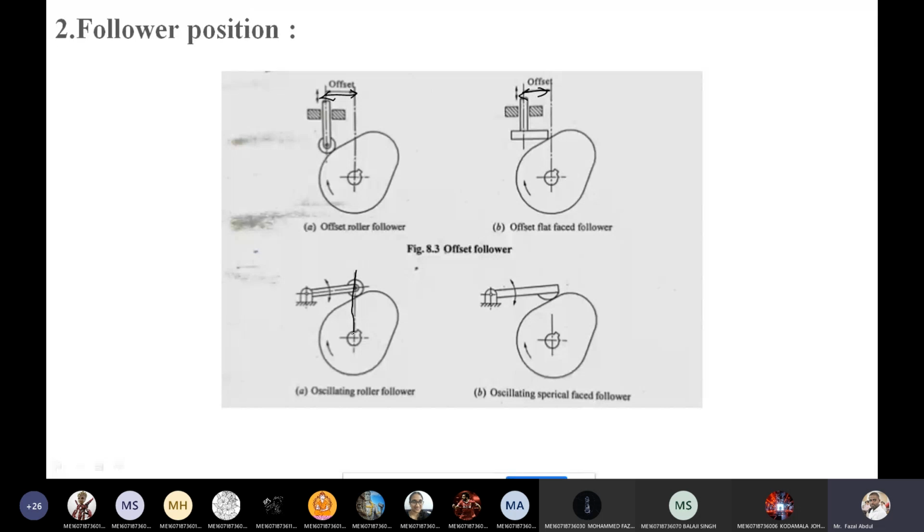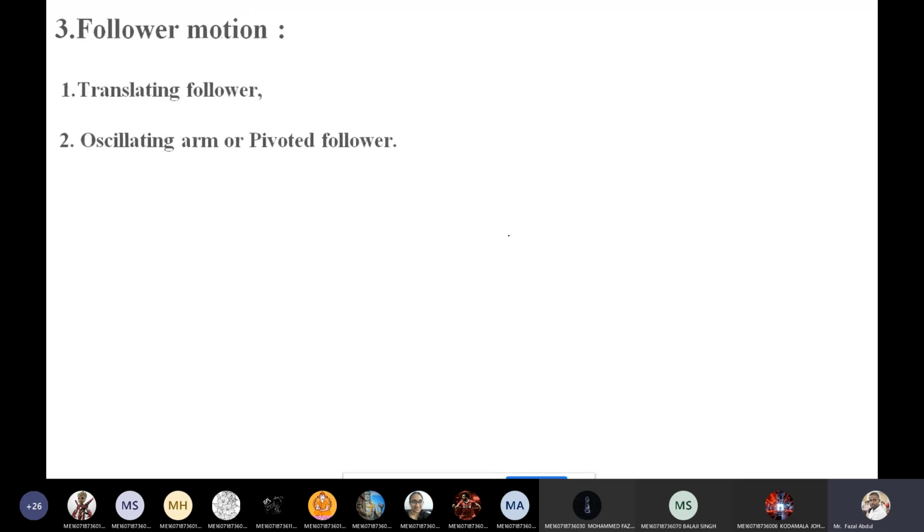See, this is the inline follower. The axis of the follower and axis of the cam both are coinciding here, they are collinear. So these types of followers are classified based on the position. Position means axis position. With reference to axis position, the followers are categorized.